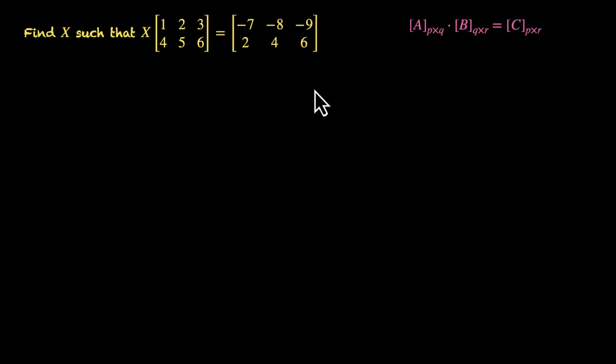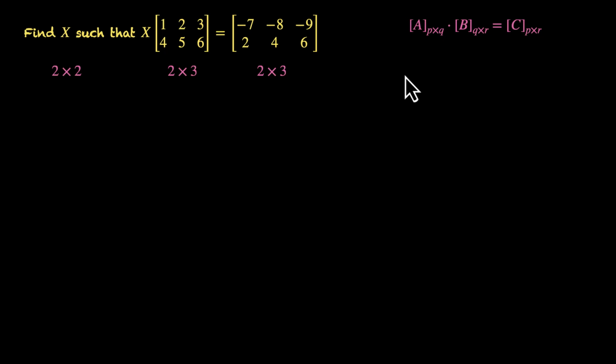So how many rows and how many columns? This matrix has 2 rows and 3 columns, so the order is 2 by 3. This one also has 2 rows and 3 columns, so the order is 2 by 3. Now what's the order of X? The number of rows of X comes from the first matrix, so it is 2. The number of columns, 3, comes from this matrix, so this 3 matches. Now what is the number of columns in X? It matches the number of rows in this matrix, that's 2. So X has 2 rows and 2 columns, which means the order of X is 2 by 2.